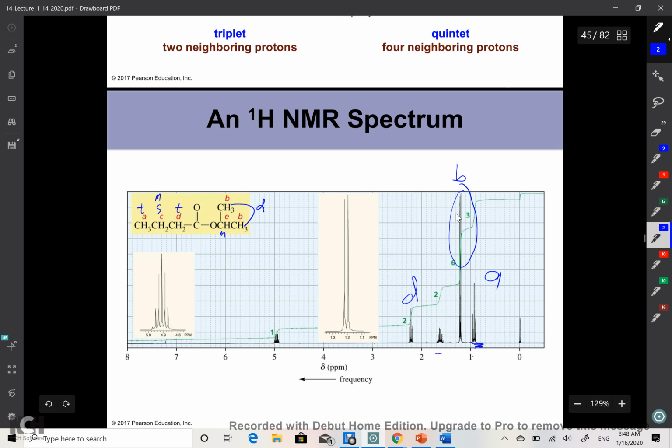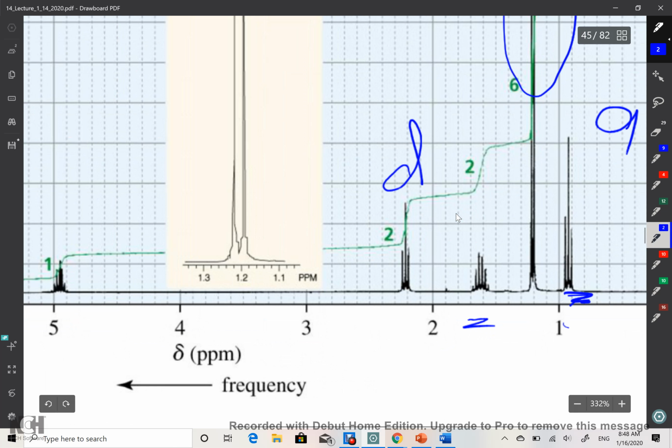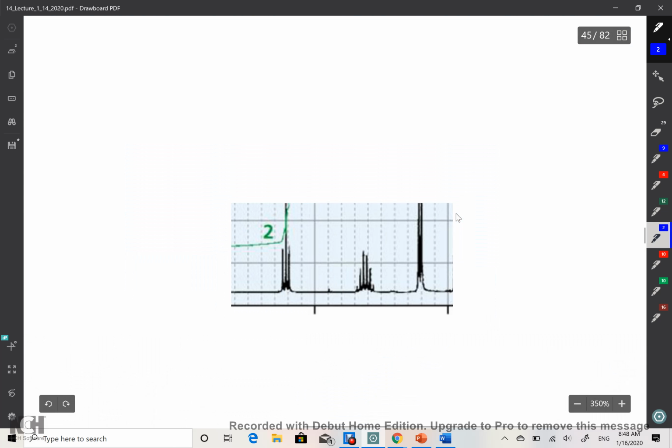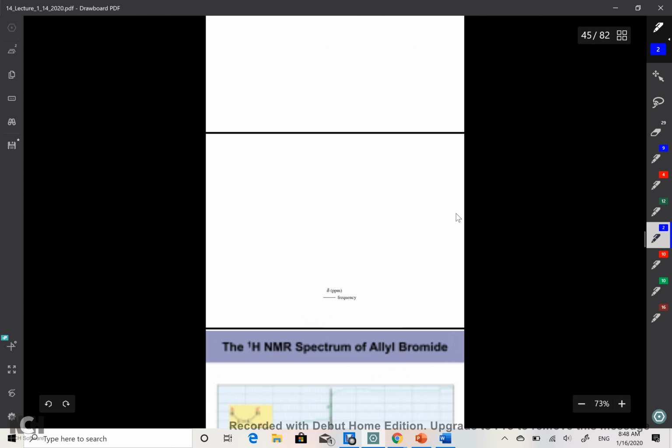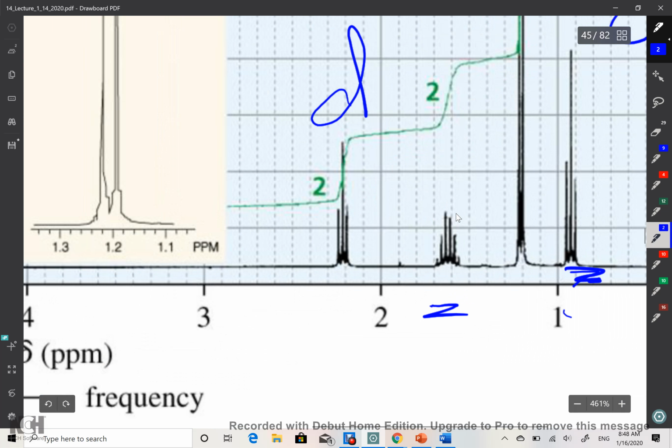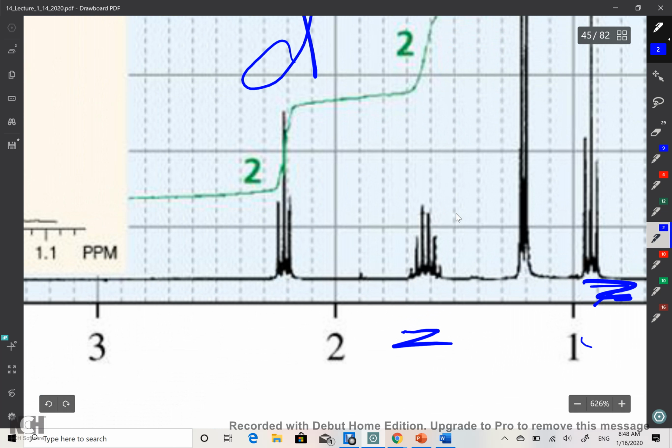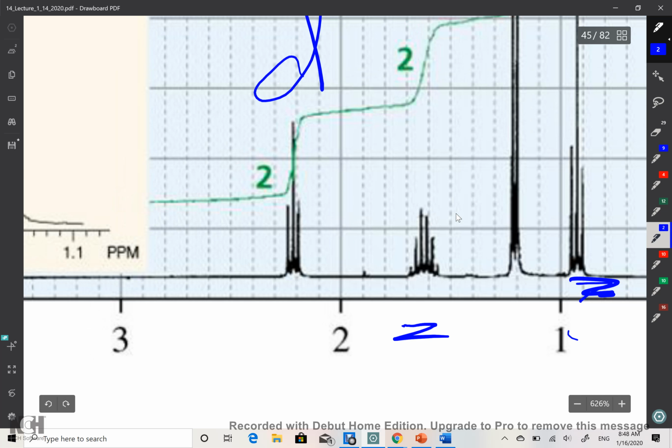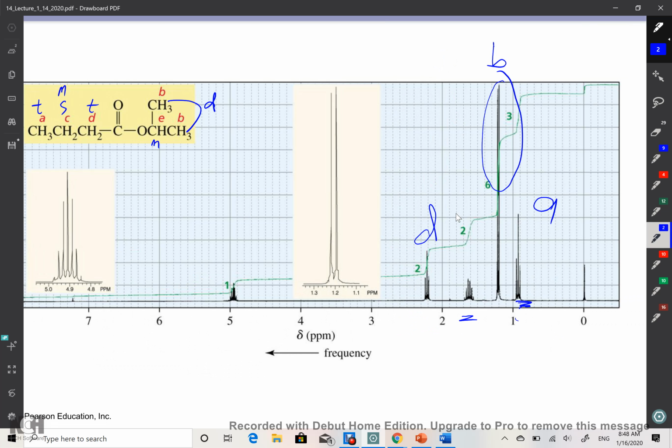Now, over here, let me zoom it so we can count the number of signals. So how many signals do we have there? 1, 2, 3, 4, 5, 6. Okay, so that's a sextet. Is that okay? We have a sextet there and we know the structure. Which one gives us a sextet? C. So that would be proton C over there. Does that make sense? And of course, then this one will be E.